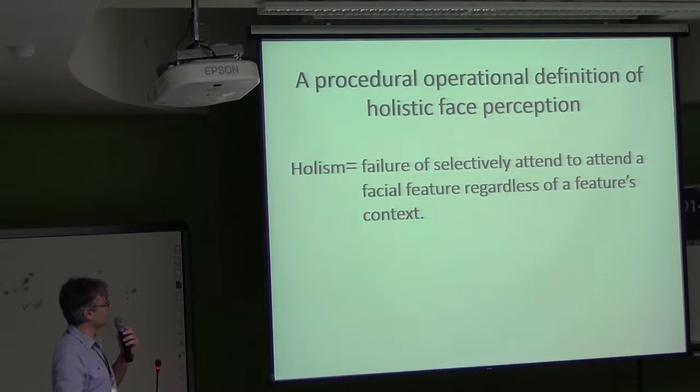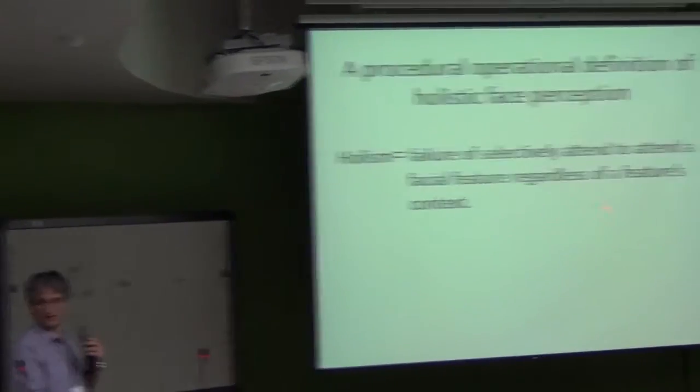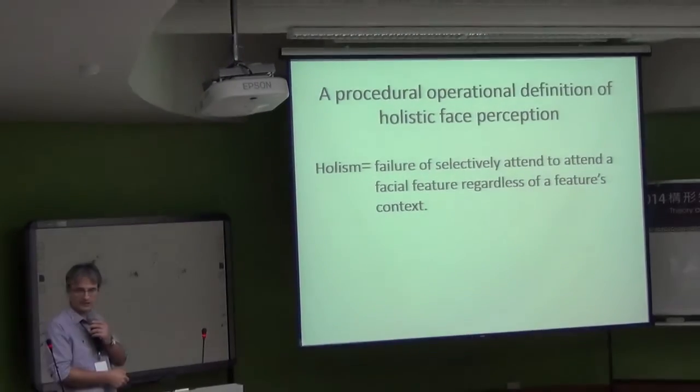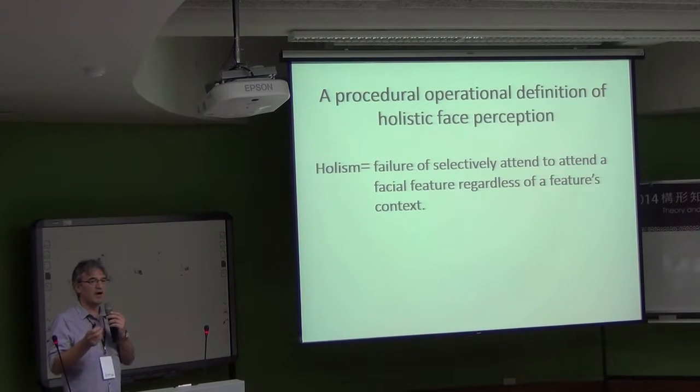And now we approach what is an operational definition of holistic perception. We say holism is the same thing as a failure to selectively attend to a facial feature, regardless of the face context. Okay, so that is a procedural operational definition because we define holism in terms of the way we conduct the study.